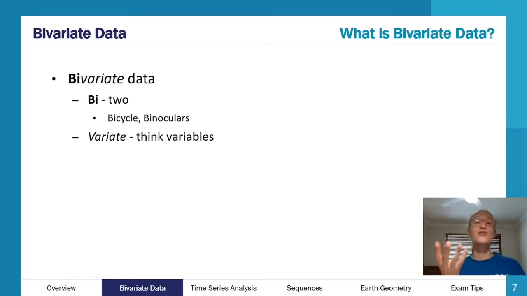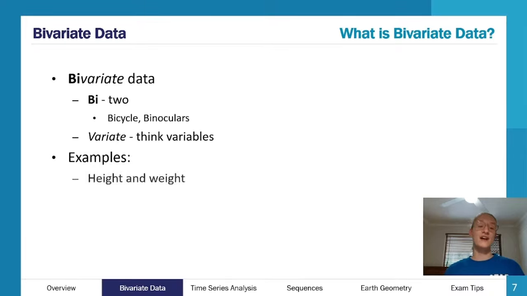It's data with 2 variables. So we're going to have 2 lots of numbers that we're measuring or recording. Examples of bivariate data: height and weight. They're 2 different variables, 2 different things that we're investigating, and because we are looking at those 2 different things, we have the added bonus that we can also look at the relationship between these variables.